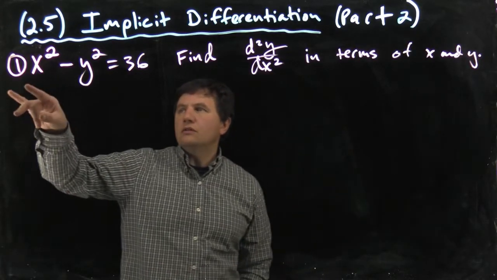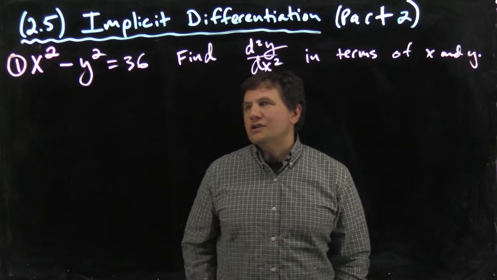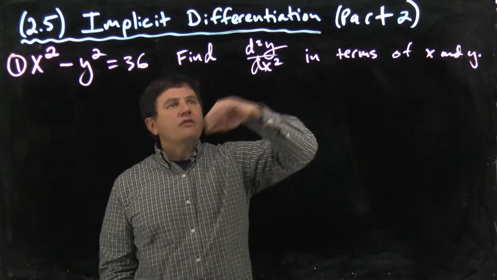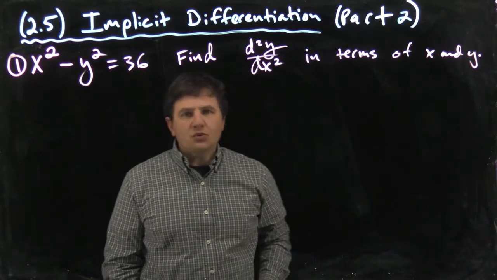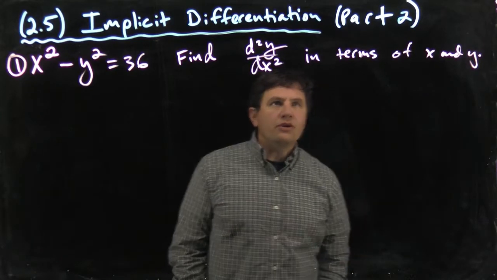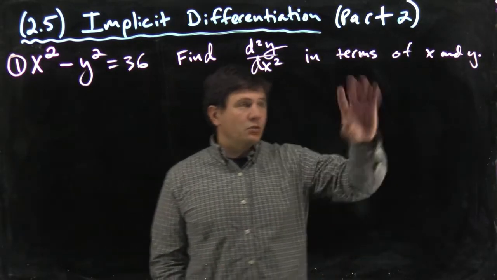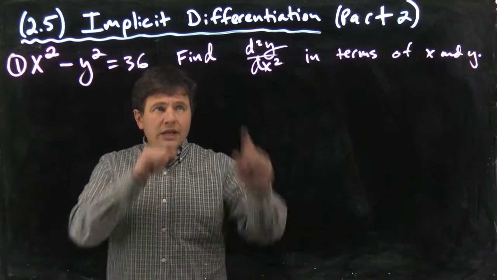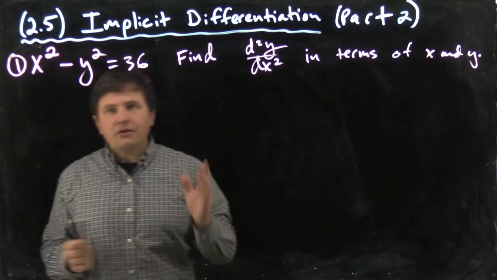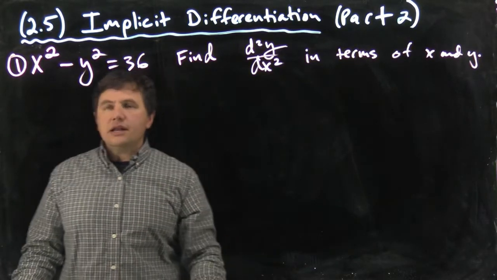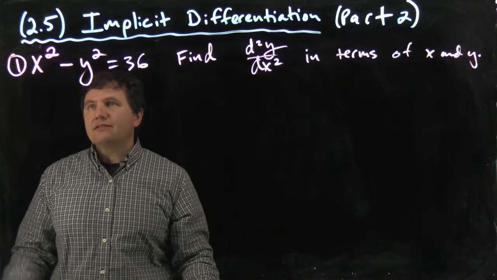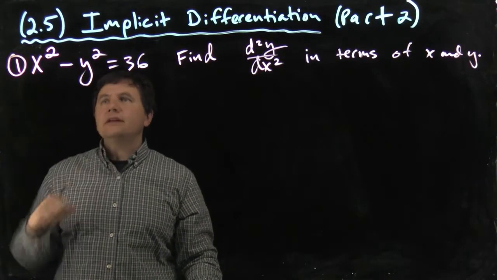I'm giving you this equation, x squared minus y squared is equal to 36, and we want to find d squared y over dx squared. That, of course, is the double derivative, and we want to do that in terms of x and y. So if we need to get the double derivative, we've got to start off by finding the derivative, dy over dx. We're going to do that implicitly here.